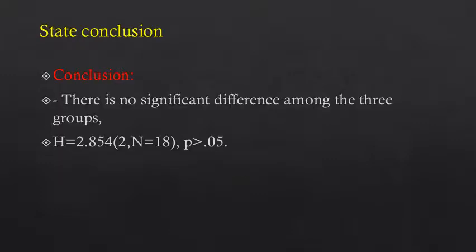Okay, so in our conclusion, since this is the last step for the procedure of the Kruskal Wallis test, our conclusion is there is no significant difference among the three groups, which is H is equal to 2.854, with N equal to 18, which is less than 0.05. So the conclusion is there is no significant difference among the three groups.